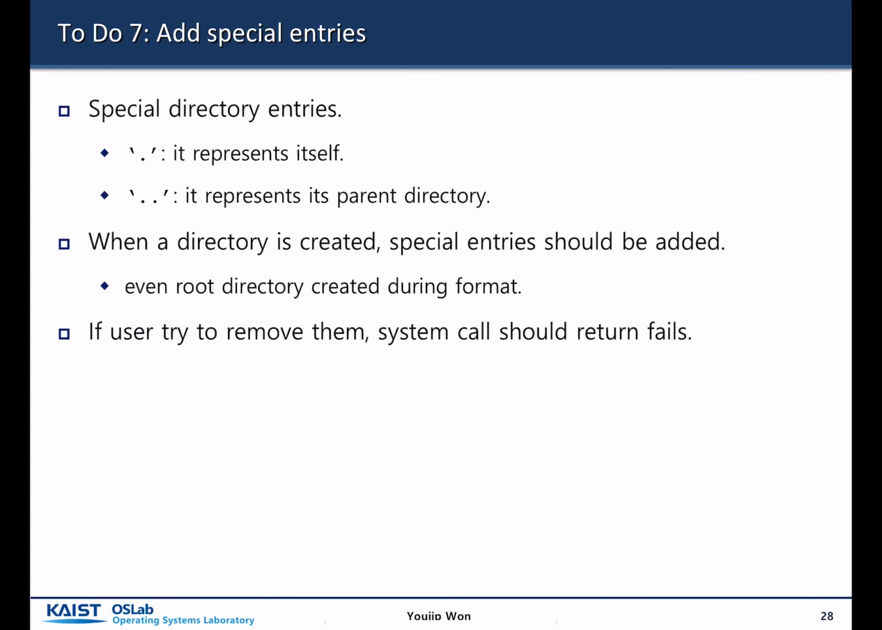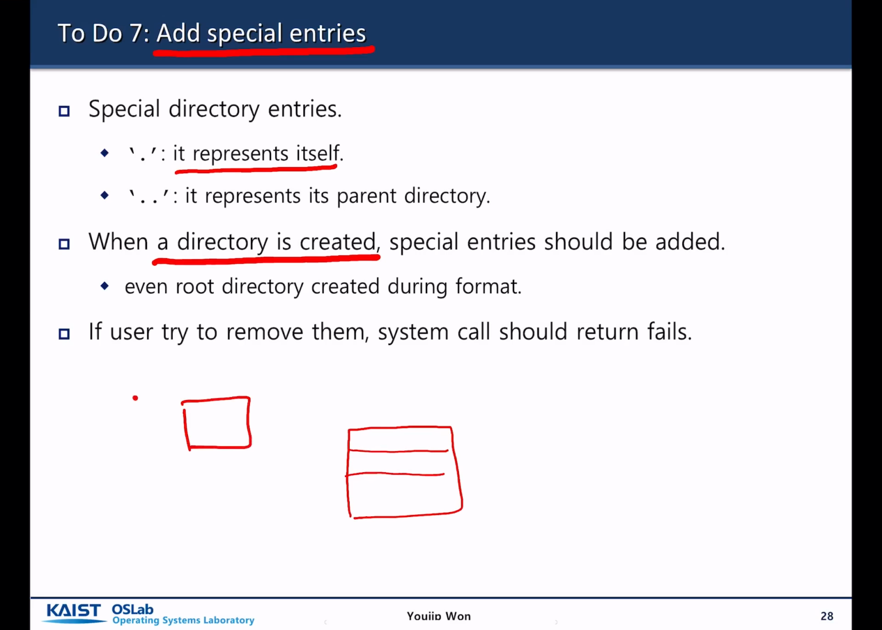Okay, so the last part. We have to add special directory entries. The special directory entry dot represents itself, and dot-dot represents the parent directory. So when a directory is created, the special entries should be added. There is an interesting property for the root directory. Let's say this is the inode for the root directory, and the inode has a pointer that points to its associated data blocks, and the data blocks will contain the directory entries for the root.